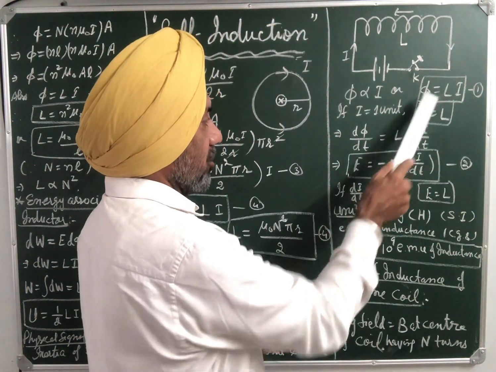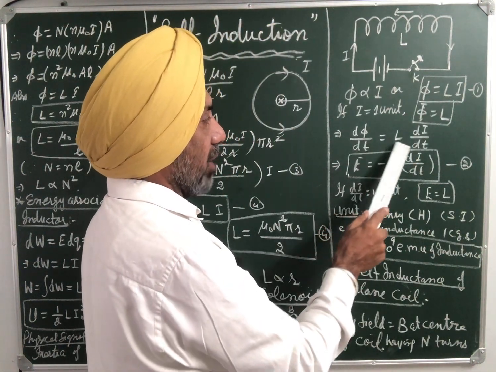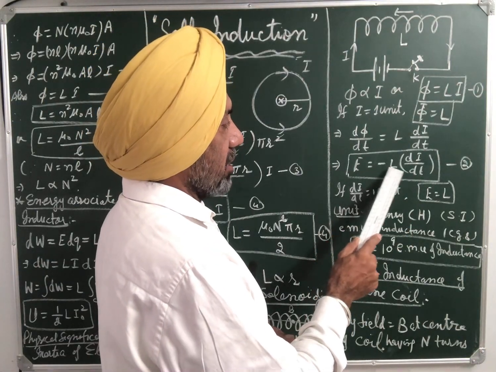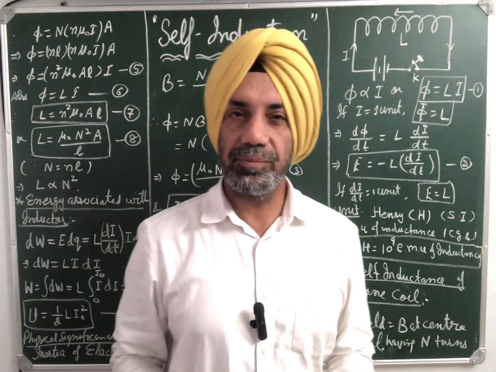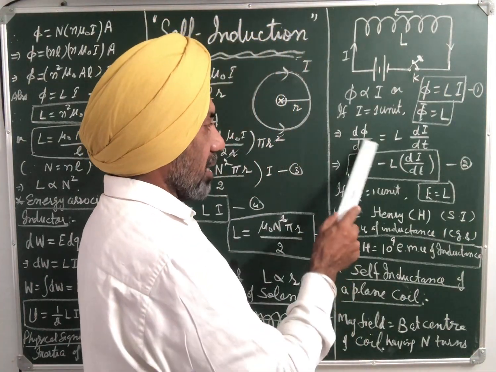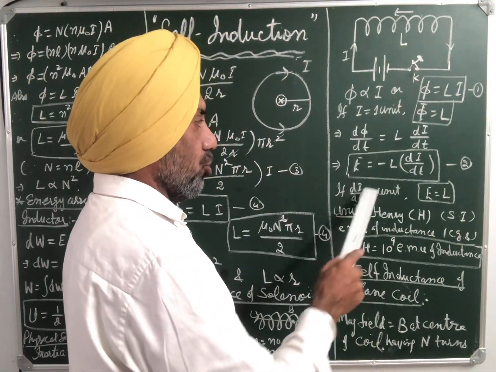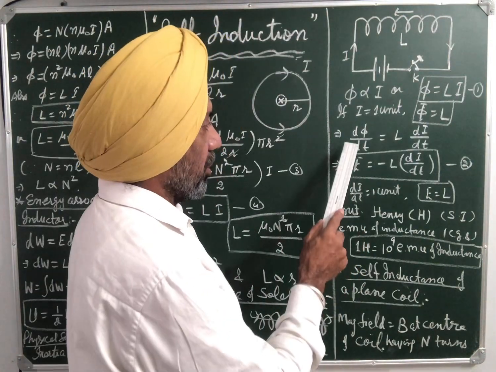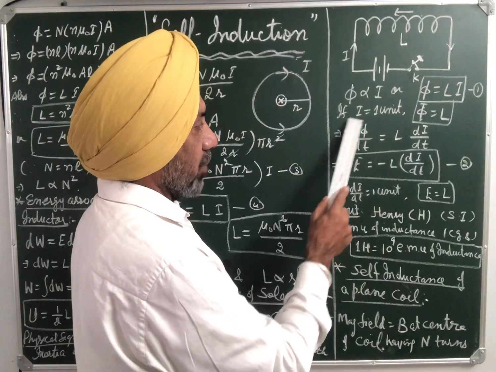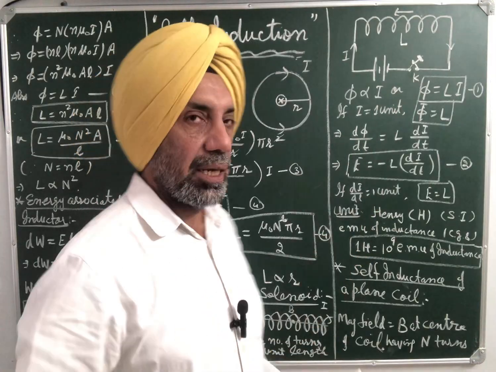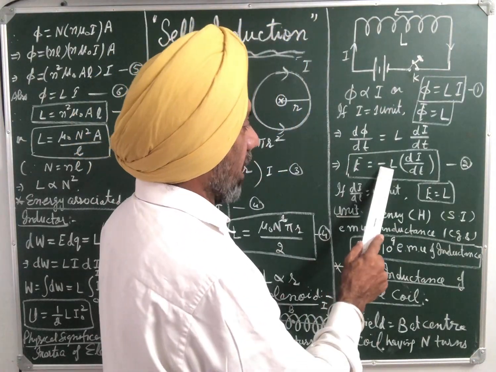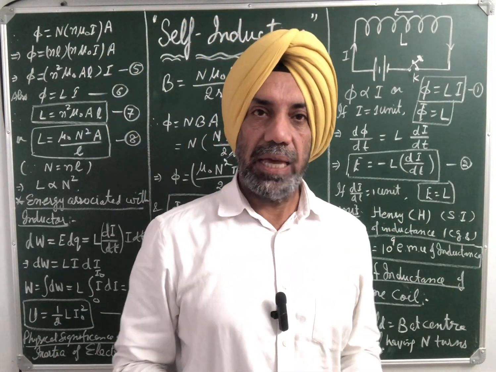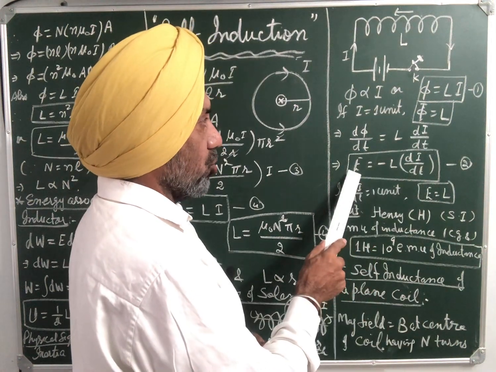If we differentiate equation number 1, we get d phi by dt is equal to L di by dt, or E is equal to minus L di by dt, because by Faraday's laws of EM induction, induced EMF produced is directly proportional to rate of change of magnetic flux. So if we put minus sign here, minus d phi by dt is equal to E, induced EMF. So E is equal to minus L di by dt. This is another expression for self-inductance in terms of induced EMF.